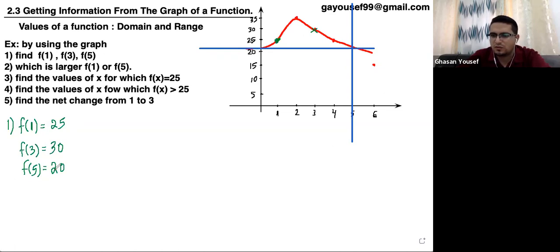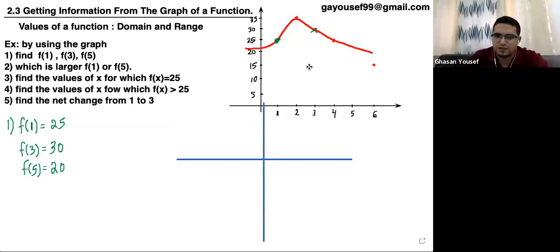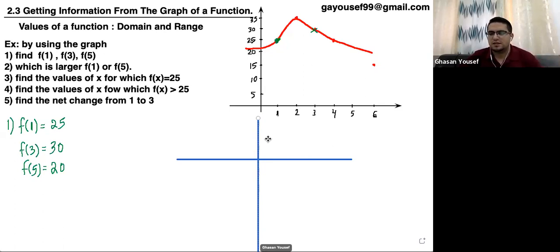Eric asked me, how did you find this point? The question gives you the graph of the function like this. Exactly, the graph of the function is given with the question. That's why the graph is given with the question.